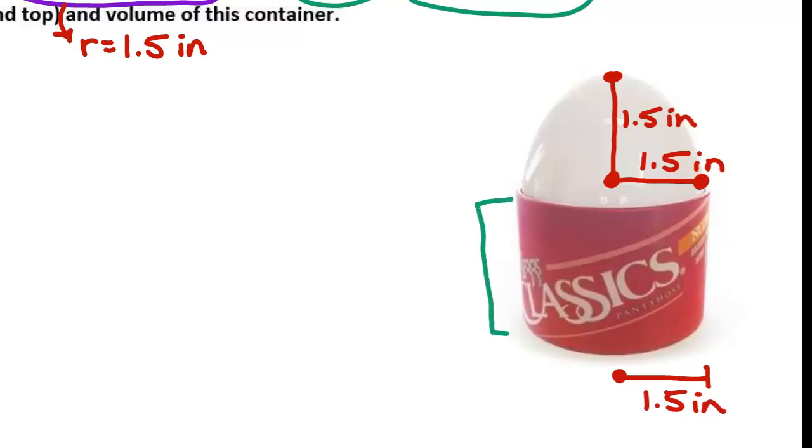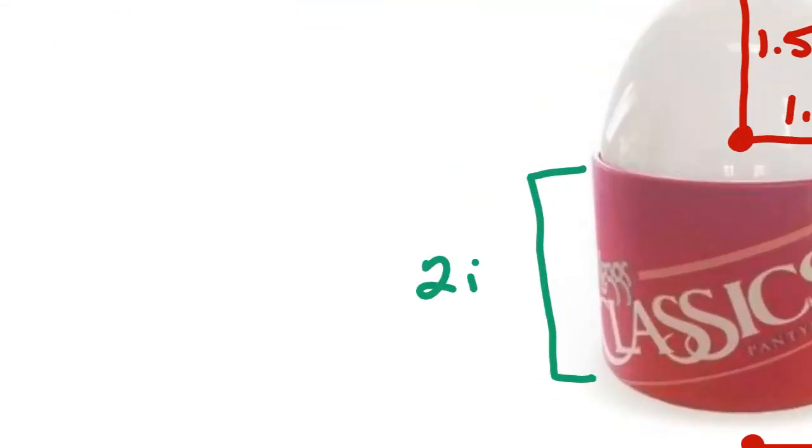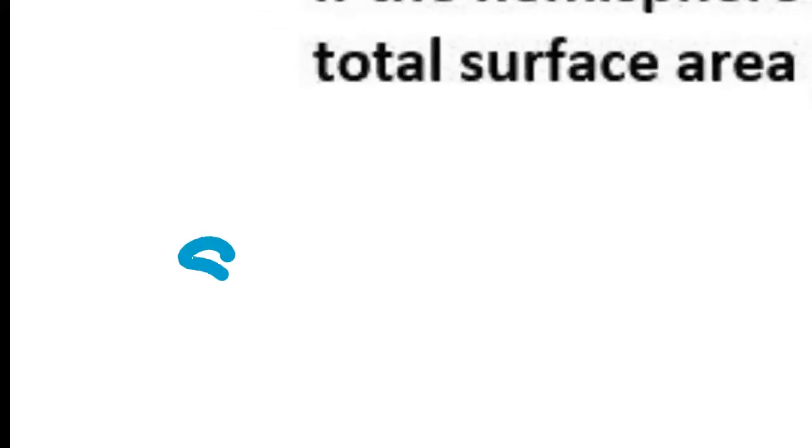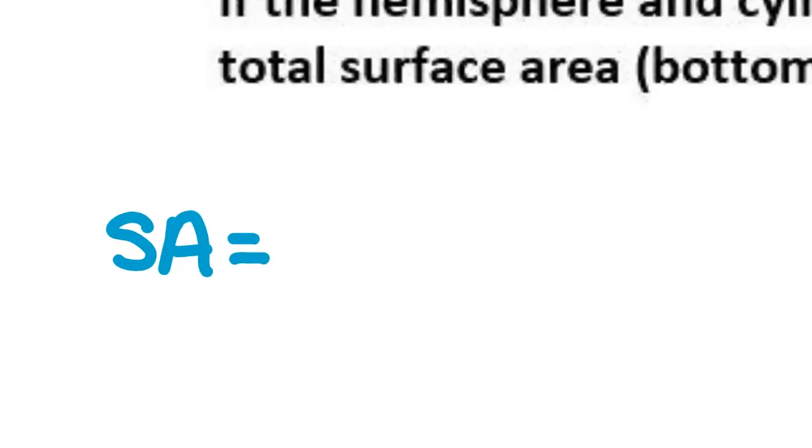So this right here is 2 inches. We want the total surface area of this object, and we want the volume. So let's calculate surface area first. For the surface area, I need the base, the bottom.